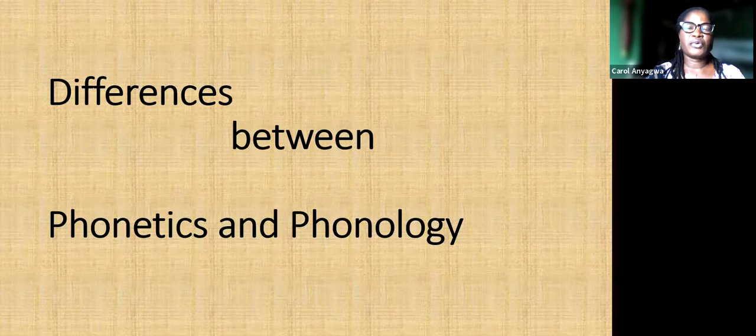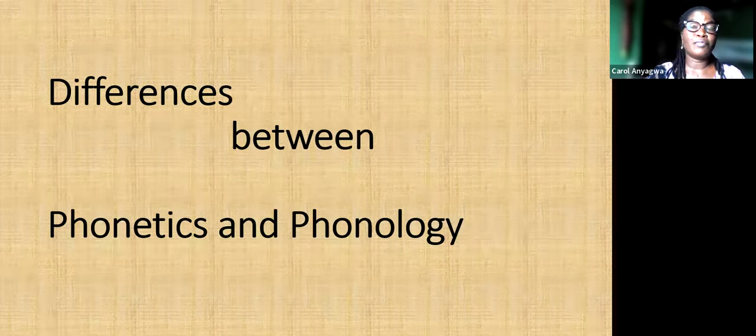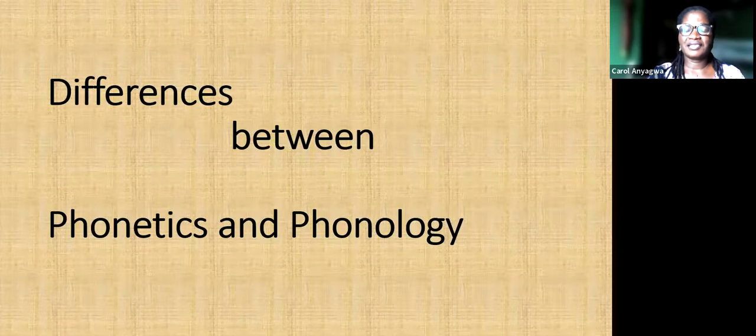For those of us who already know a little about linguistics, we know that linguistics is the scientific study of language, and phonetics and phonology are both branches of linguistics, and both branches are concerned with the study of speech sounds. So what is the difference? You want to find out? Continue with us.